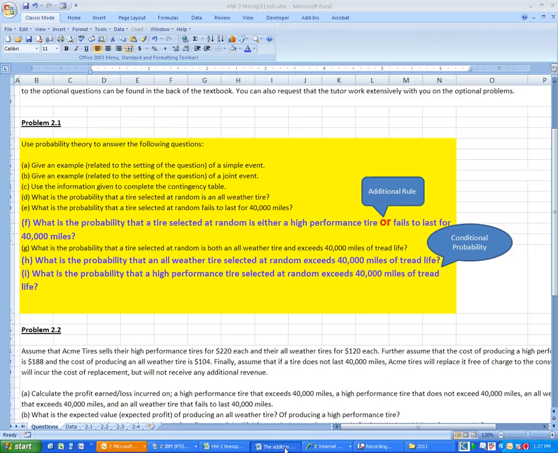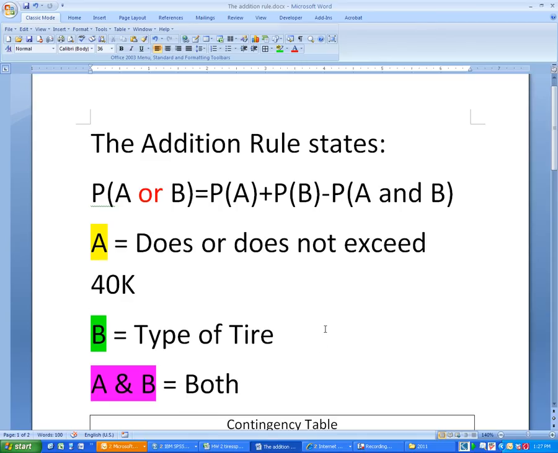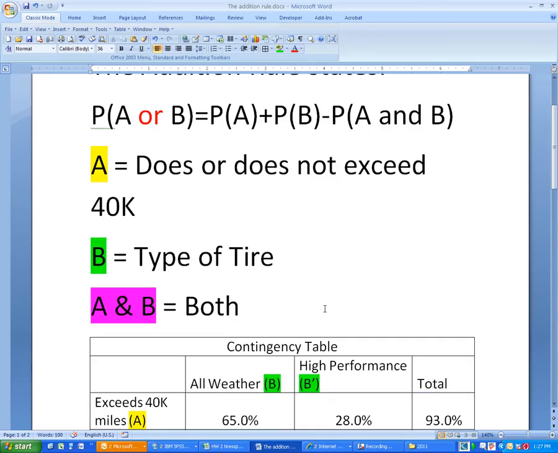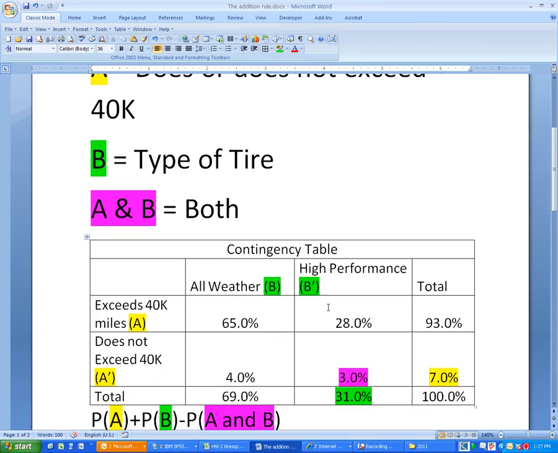Now, the addition rule is just a very simple formula. It simply is the probability of A or B equals the probability of A plus the probability of B minus the probability of A and B. Now, A is typically referring to the left side of your contingency table, and B is referring to the information on the top. Now, your contingency table is also known as your sample space.